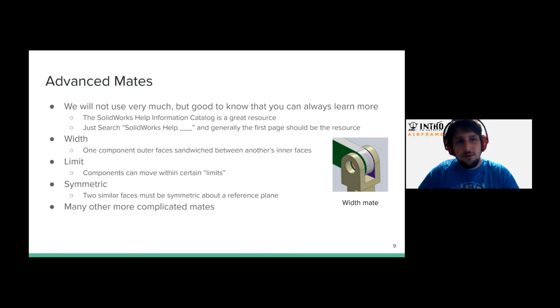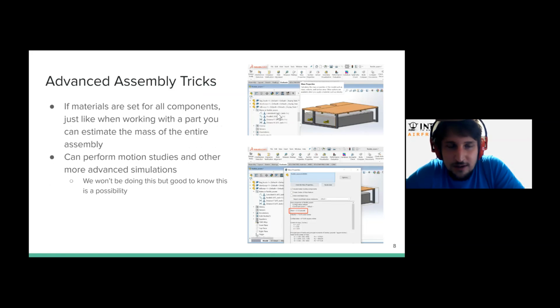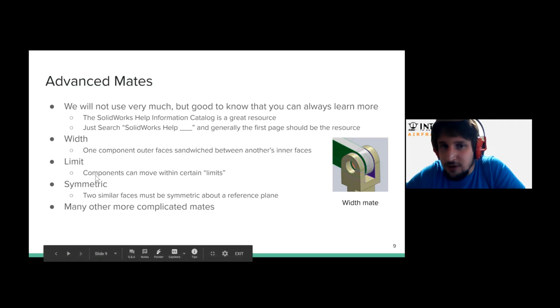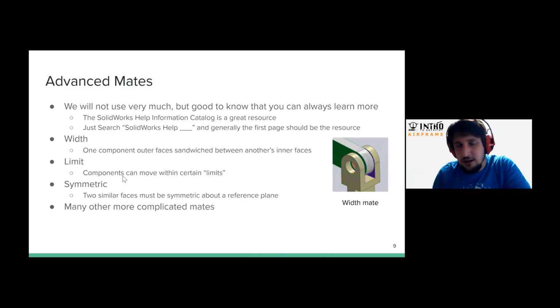They're more niche. So for example, limit would let you say that a certain face of a component is able to move within certain bounds. You can set two planes and it can move between those two planes or something like that. Or symmetric, where two faces need to be symmetric around a reference plane. With width, this is the one pictured, you basically can specify the outer faces of a component sandwiched between another component's interfaces, centered between those two faces.